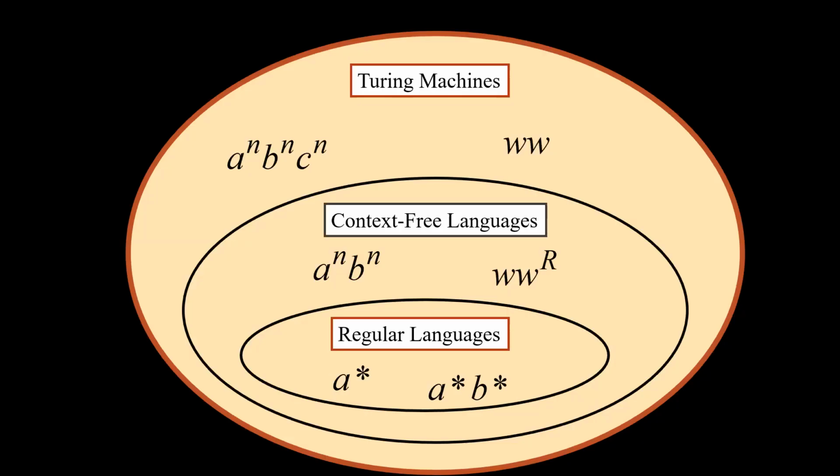Every regular language is a subset of context-free language, and every context-free language is a subset of Turing machines. So every machine which can be drawn through finite automata or push-down automata can also be drawn through a Turing machine.